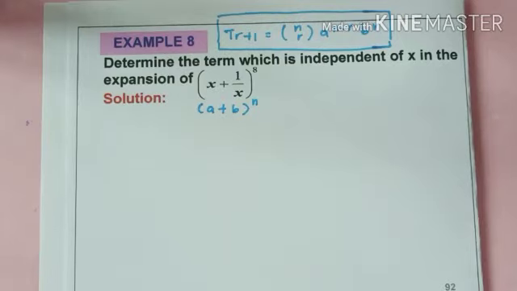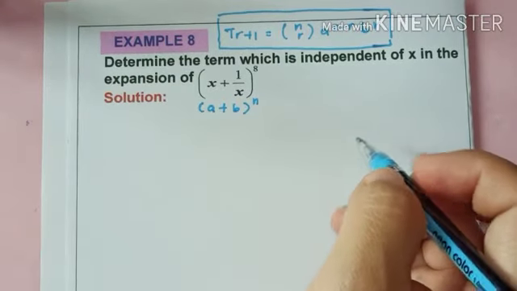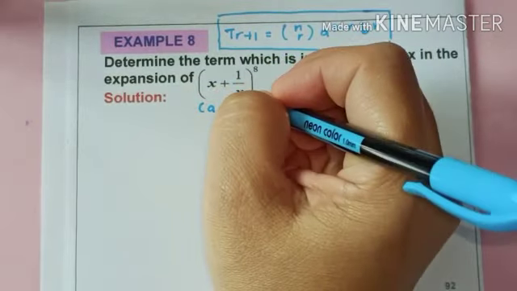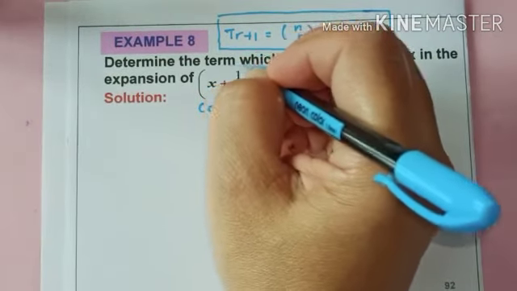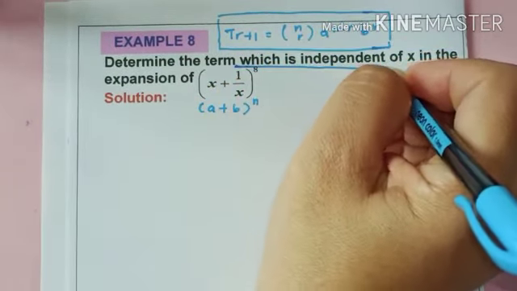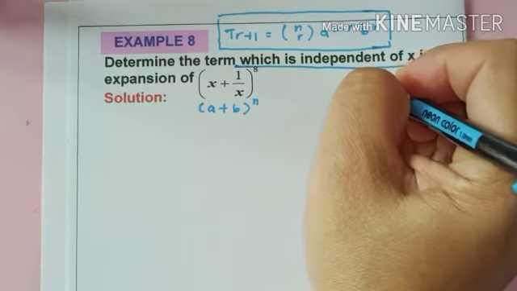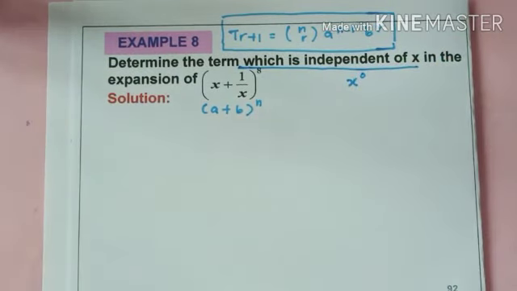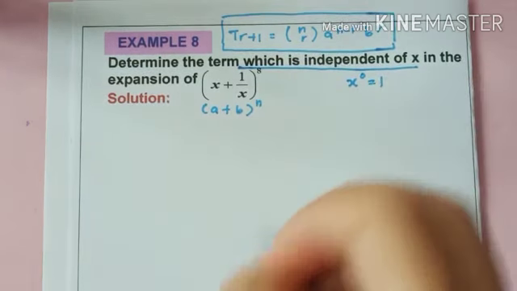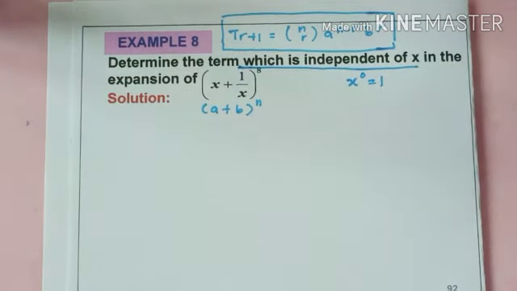Example A, determine the term which is independent of x in the expression of x plus 1 over x, power of 8. Okay, independent of x means x power of 0. We want to get the term with x power of 0. So x power of 0 is equal to 1, which means the term has no x.